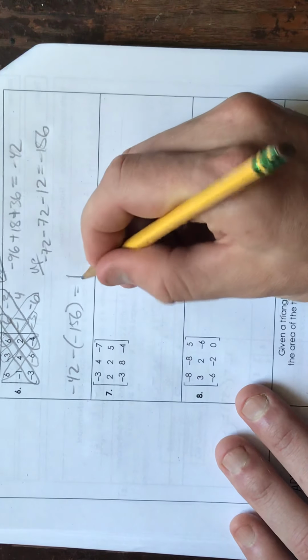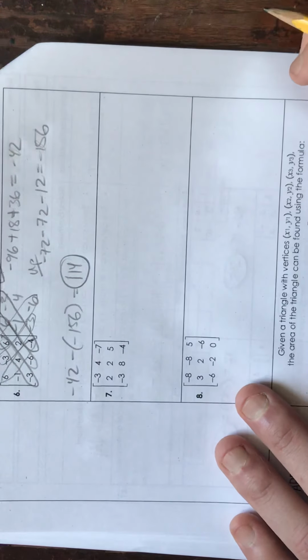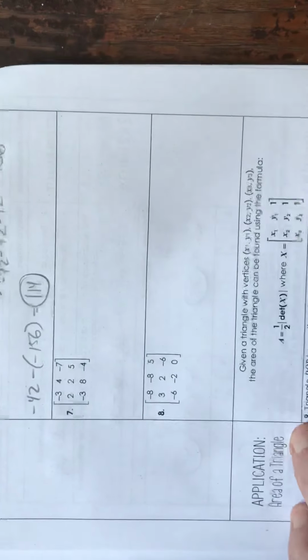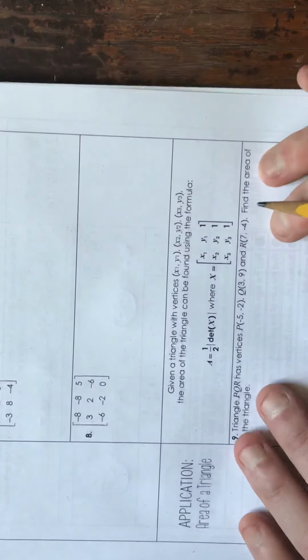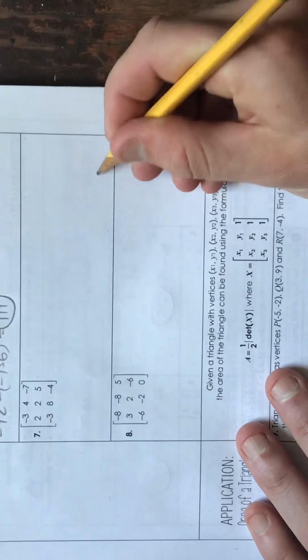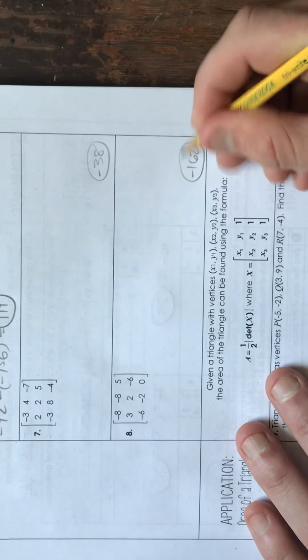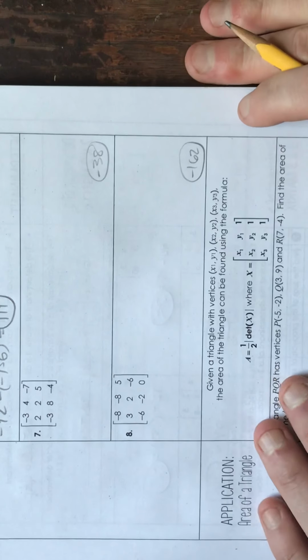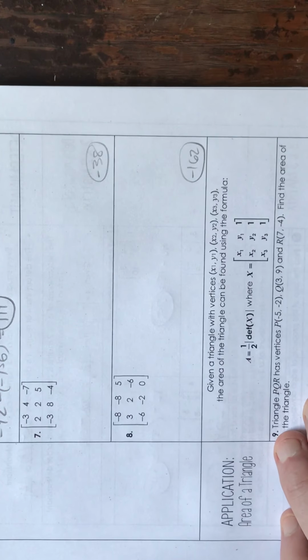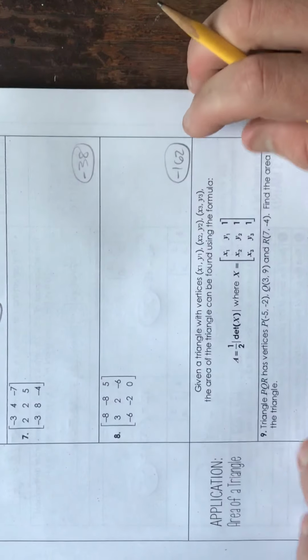it to get 114. If you want to try out some numbers 7 and 8, here I'll just write the answers real quick. This one you should get negative 38. This one negative 162. If you want to see the work for those, just go ahead and check out the notes.